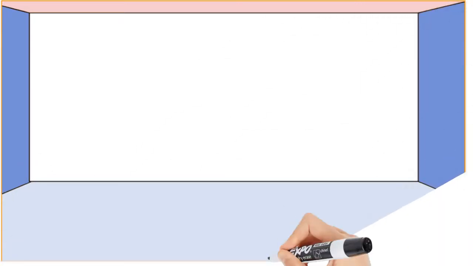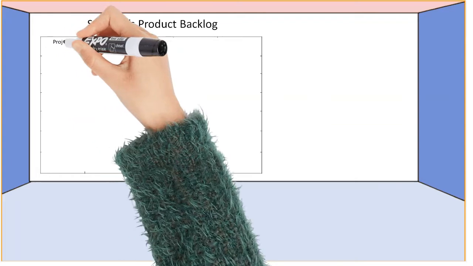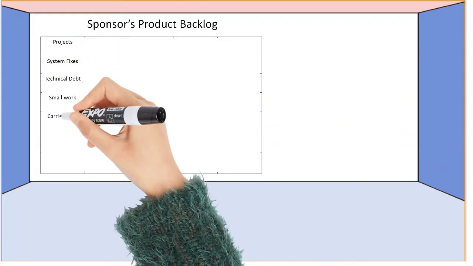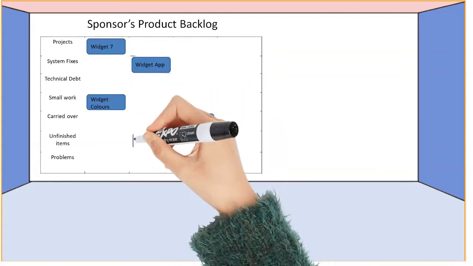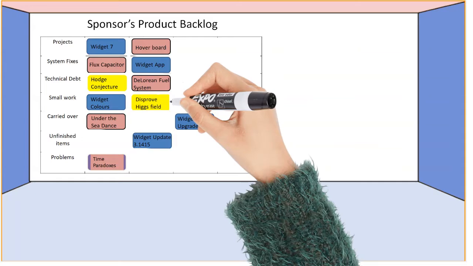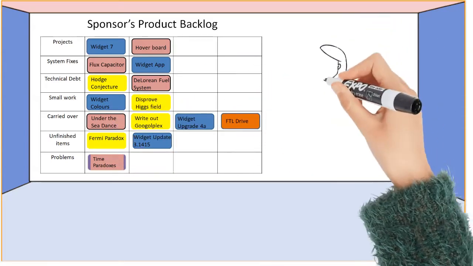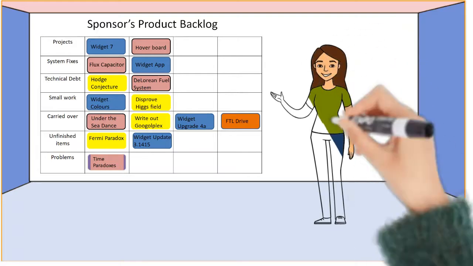At the start of the planning session, the sponsor needs to provide a briefing on the business goals, the risks, opportunities and drivers for the next 3 months. They should already have a high-level sponsor's product backlog prepared, and this should include things like projects to be delivered in the near term, system fixes, enhancements and software version upgrades, repaying of technical debt, small work orders, items carried over from the previous iteration plan, and items that are unfinished from the current iteration, as well as problems that need investigation where a solution is not clear.